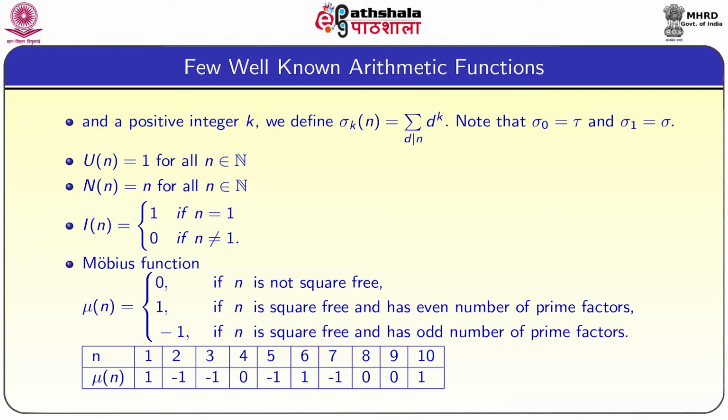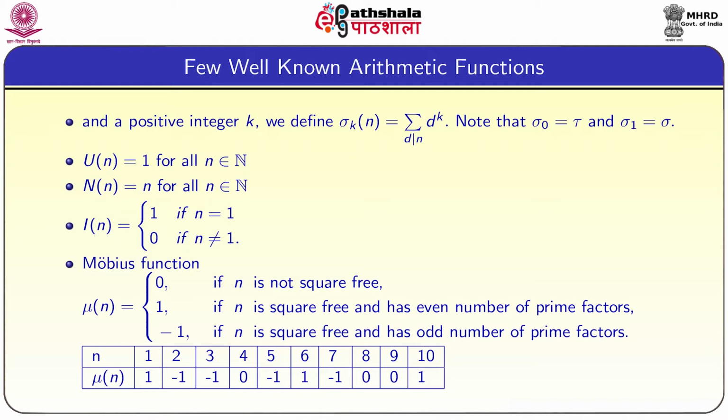Another important function is the Mobius function, whose values are defined like this: mu of n is equal to 0 if n is not a square free number. Not square free means p square divides n for some prime p. For example, 12 is not square free, because 4 divides 12, 4 meaning 2 square divides 12.